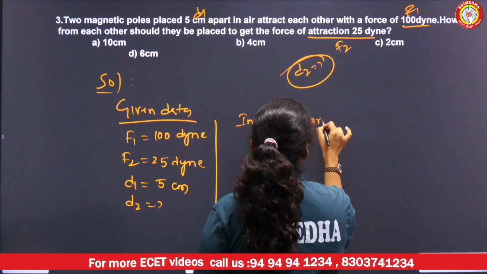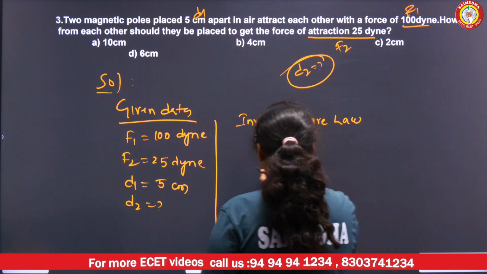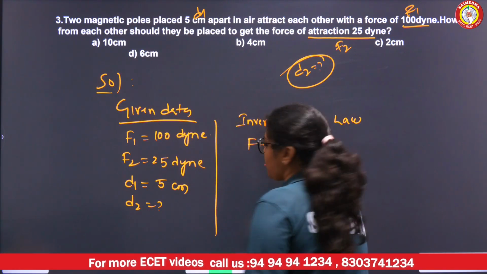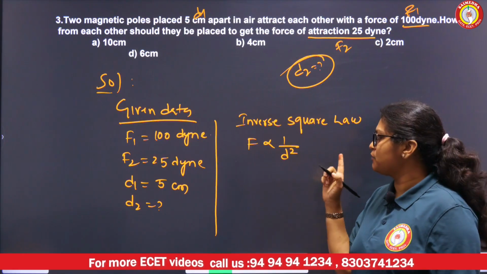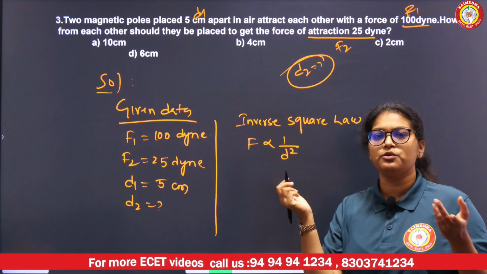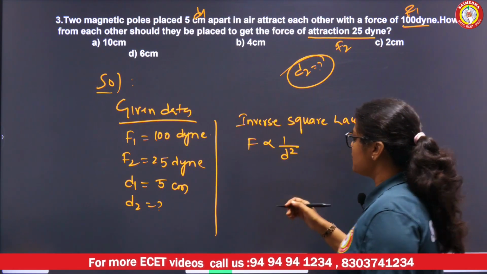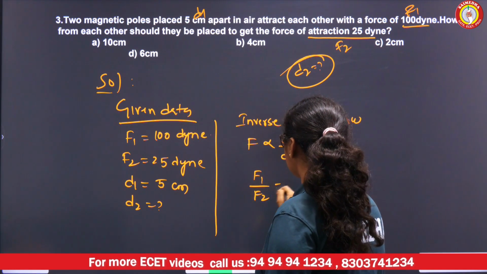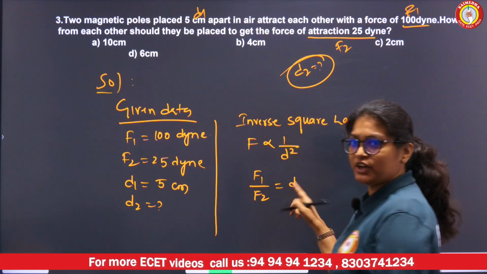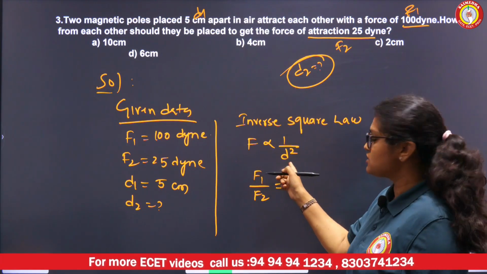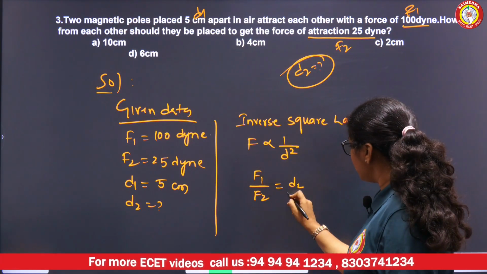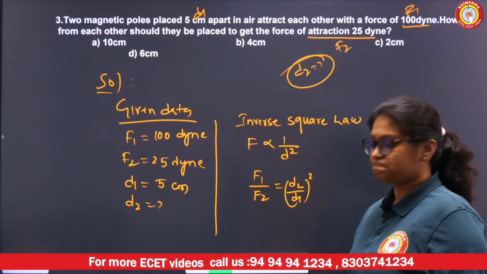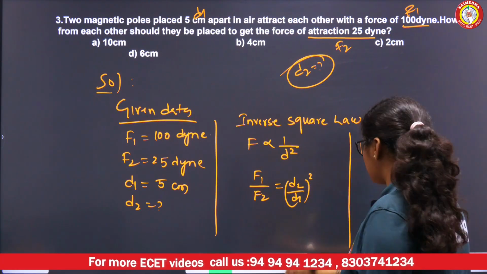Inverse square law: F is directly proportional to 1 by d square, or F is inversely proportional to d square. So from this what can I write? F1 by F2 is equal to, can I write d1 by d2 or d2 by d1? Inverse relation ఉంది కదా. సో ఏం రాయొచ్చు మనం, d2 by d1 whole square. Clear?